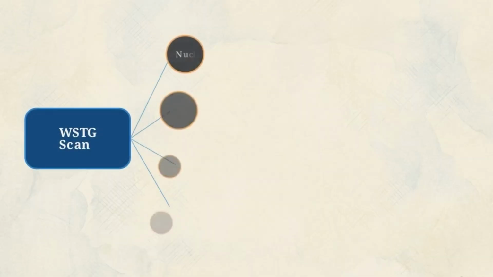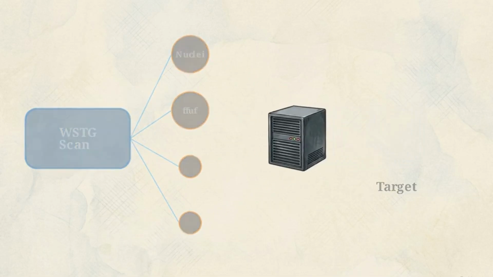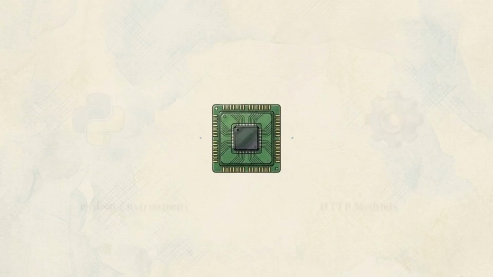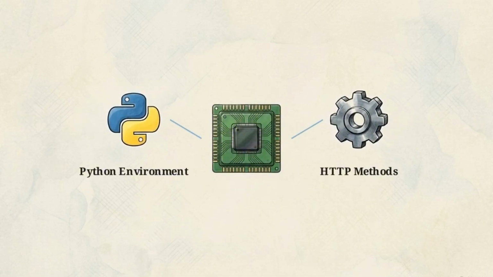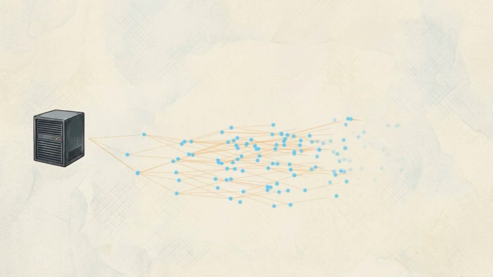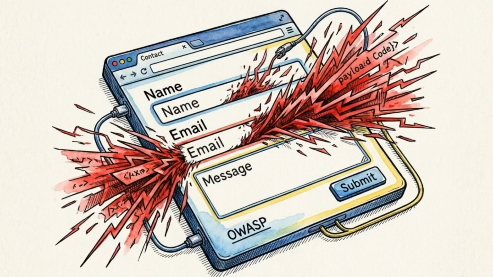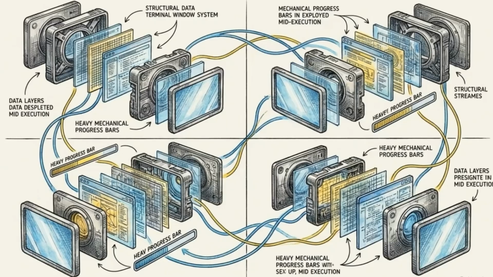WSTG Scan functions as a command hub that orchestrates multiple specialized subtools, such as Nuclei and Ffuf, at the same time. During reconnaissance, the system identifies the server architecture, detects the Python version, and catalogs the allowed HTTP methods. The discovery phase then uses directory fuzzing to map hundreds of hidden URLs, creating a complete directory of the target structure. After mapping the site, the tool identifies every input form and systematically tests them with cross-site scripting and SQL injection payloads. This synchronized workflow mimics a team of human specialists working in parallel, significantly reducing the time required for a comprehensive audit.